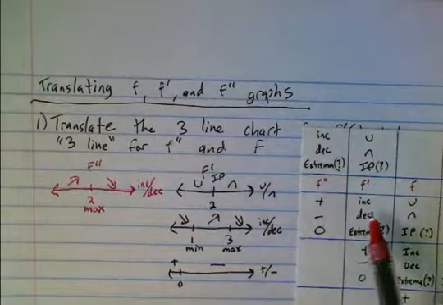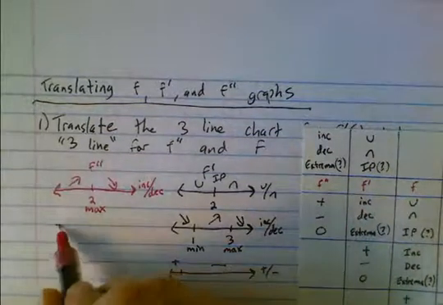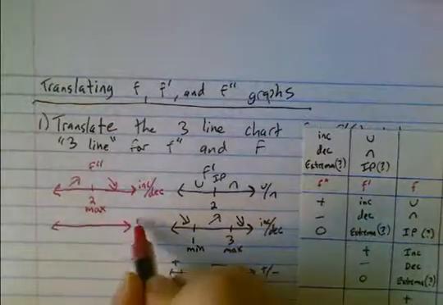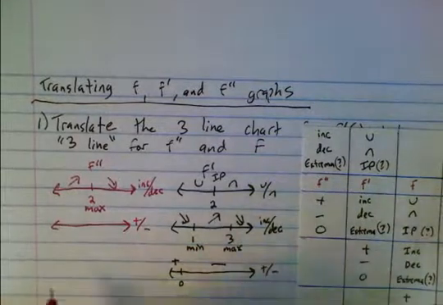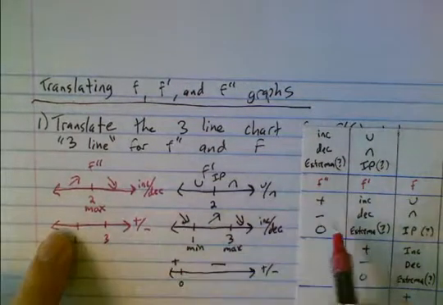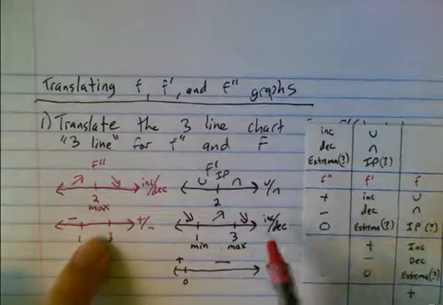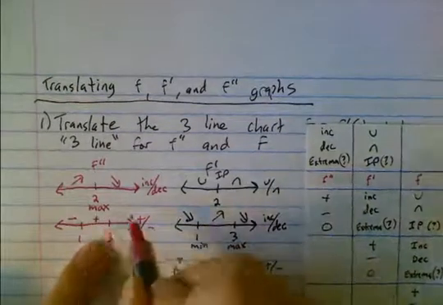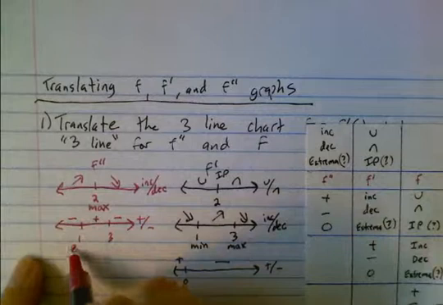Now we can do a similar translation. Increasing, decreasing in f prime becomes positive, negative in f double prime. Decreasing translates to negative, increasing to positive, decreasing to negative, and these are zeros.